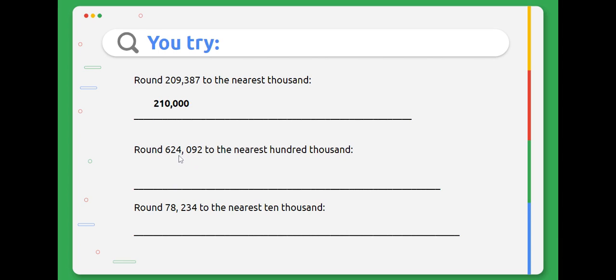Okay, looking here, 624,092 rounded to the nearest 100,000. So here's the 6 in the 100,000s. Look back here. This should become 600,000, right? Because the 2 is less than 5. All right, let's look at this one. 78,234. Round to the nearest 10,000. 7 is in the 10,000s. 8 tells the 7 to round up because it's greater than 5. So this becomes 80,000.